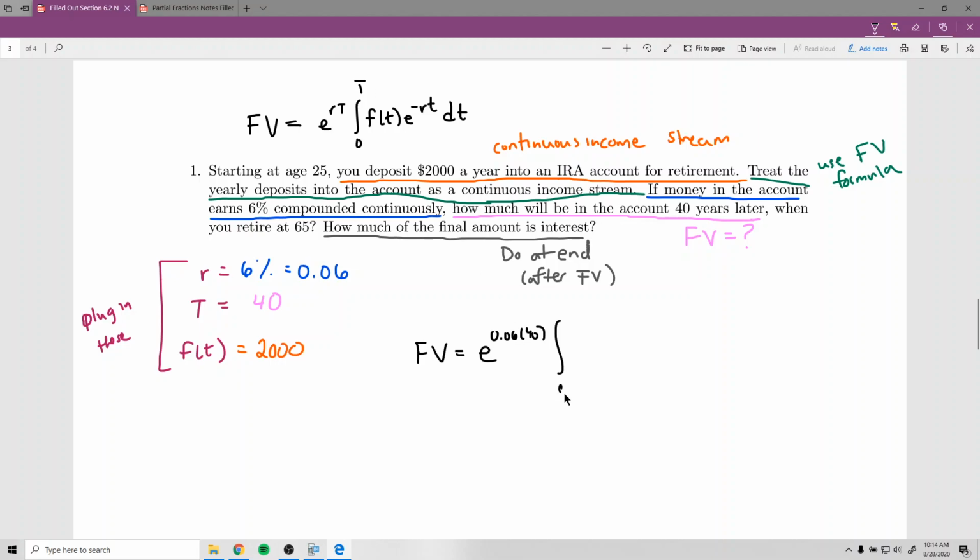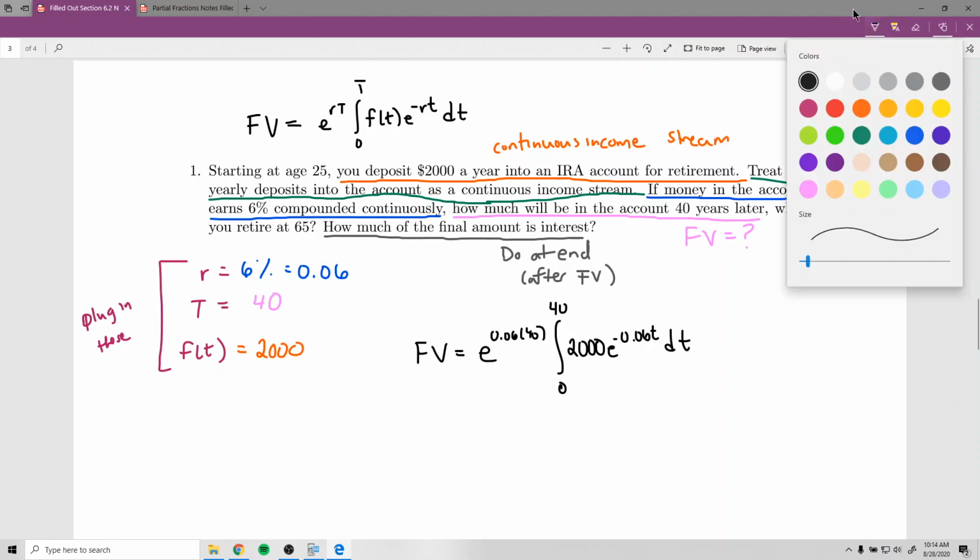Integrating from 0 to our capital T, which is 40, f of t is 2,000, e to the negative r, which is 0.06, and then t. Well, that is our variable, so we aren't plugging in anything for lowercase t.